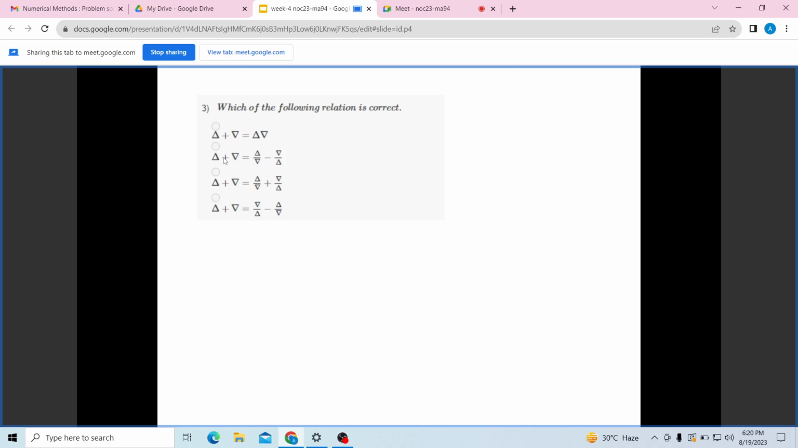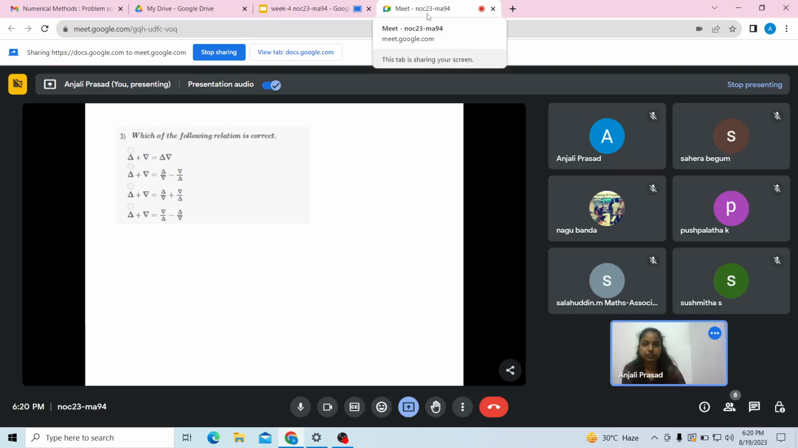So solve it and tell me which option is correct, which relation is correct. For solving this, you can again use the shift operator. Just apply the values of the shift operator in place of the forward difference operator and backward difference operator.